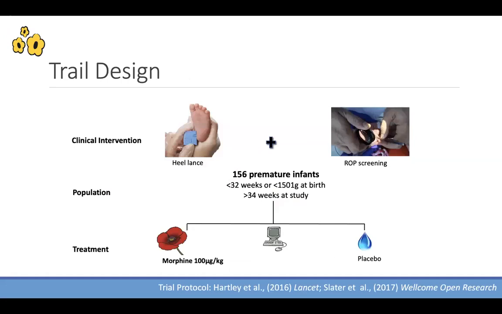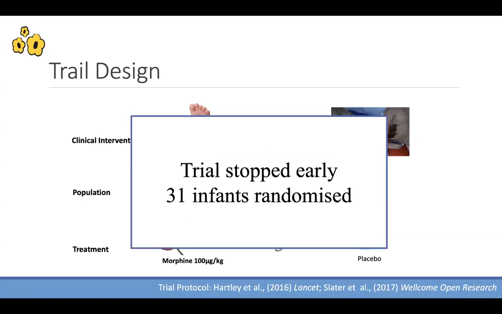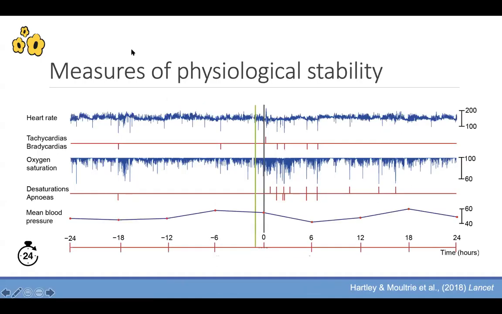So what we wanted to do was to see whether providing morphine during this procedure, at a dose that was clinically being used in our neonatal unit and was recommended in different formularies, would reduce the pain associated with the procedure, and also whether it would reduce the instability that was seen afterwards. Well, we were going to study 156 babies, but we stopped after 31 infants. This is because the trial steering committee and data monitoring committee considered that, on balance, it was potentially the case that the morphine was causing harm. This is the kind of data that they were looking at. This is an example of a single baby in the trial.